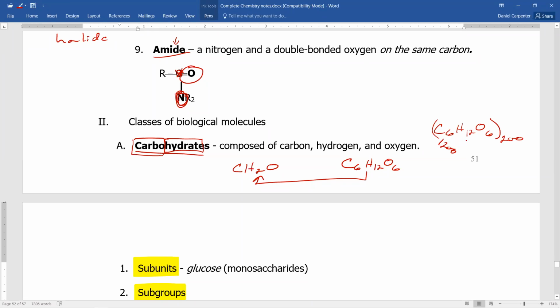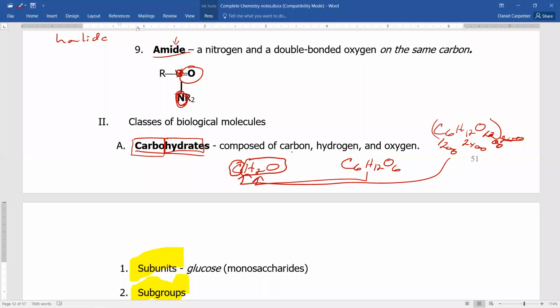1200 and 2400 and 1200 if we were to give everything its subscript. So you divide through by 1200 and you get CH2O. So that's why they're called carbohydrates, because they've got carbon and what looks like water in the formula. But that doesn't mean that they've got water in them. They just have hydrogen and oxygen in the same proportions as it is in water. 2 hydrogens for every 1 oxygen.